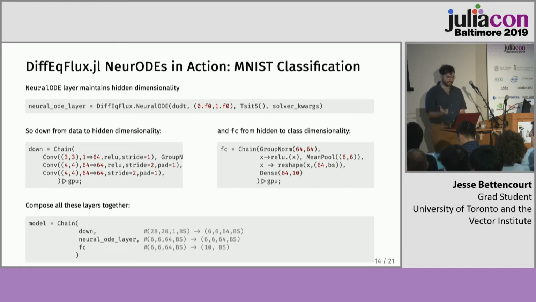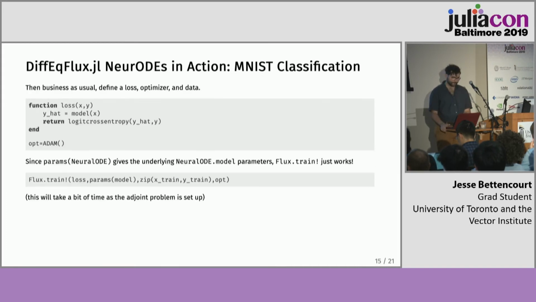And then another really nice thing is that our total model will just be a normal Flux composition, in this case, a chain. You take the downsampling layer, you have a neural ODE solve inside of it, and then you go from that to the classification. Right. And then these models are optimized as usual.